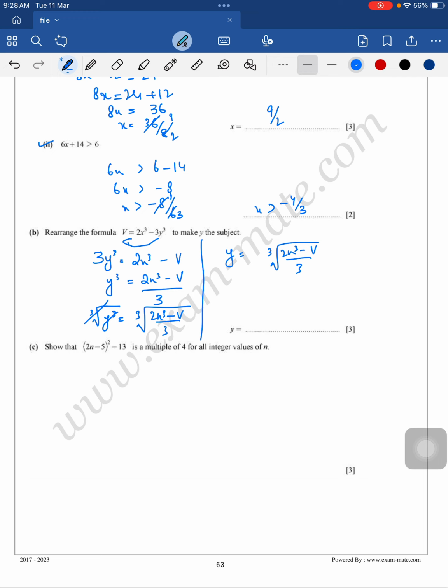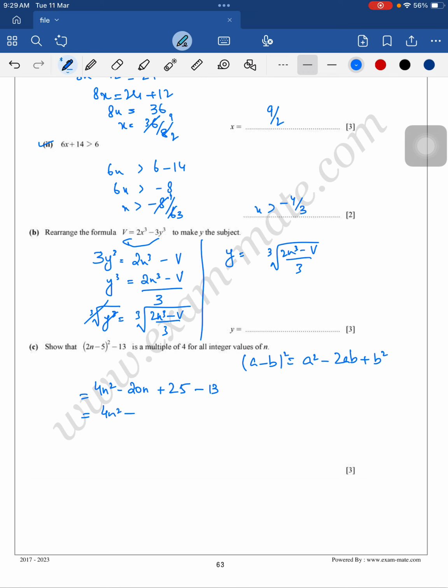Part C is show that 2n minus 5 the whole square minus 13 is a multiple of 4 for all integer values of n. Okay, so first opening this whole bracket, 2n minus 5, a minus b the whole square identity will be applied, which is equal to a square minus 2ab plus b square. So it will be 4n square minus 2 2s are 4, 4 5s are 20, 20n plus 5 square is 25 minus 13.